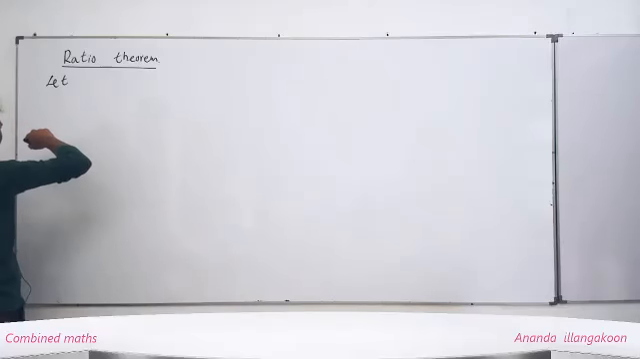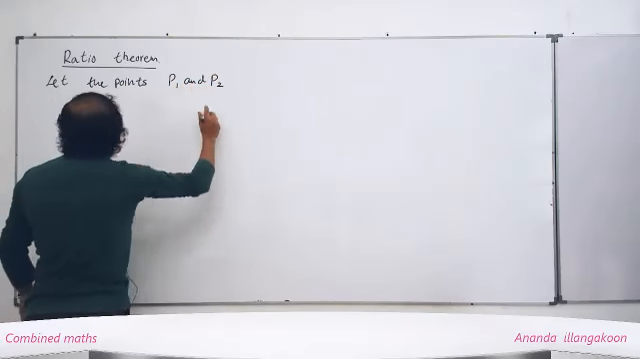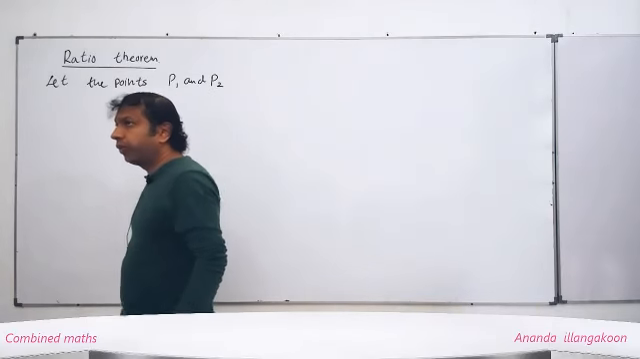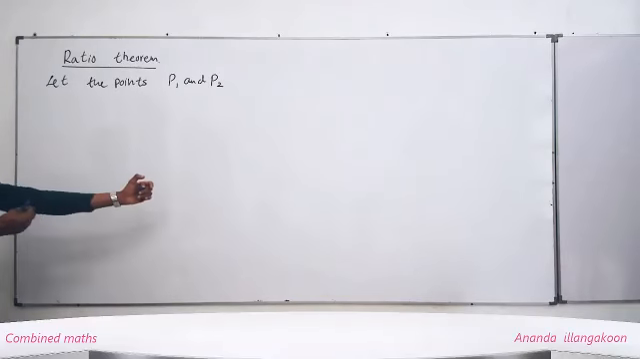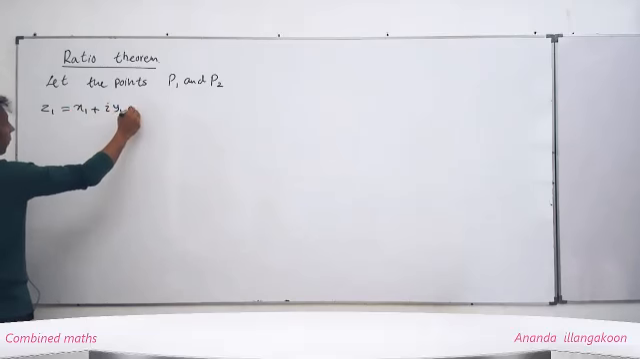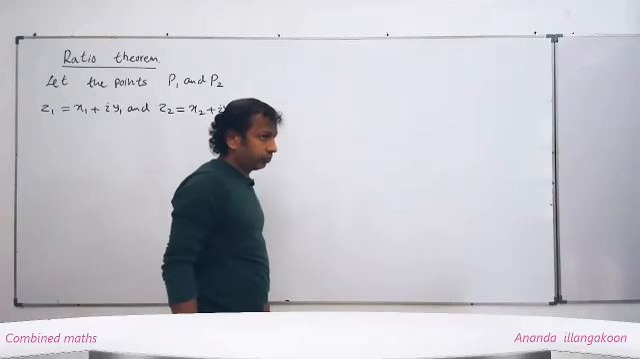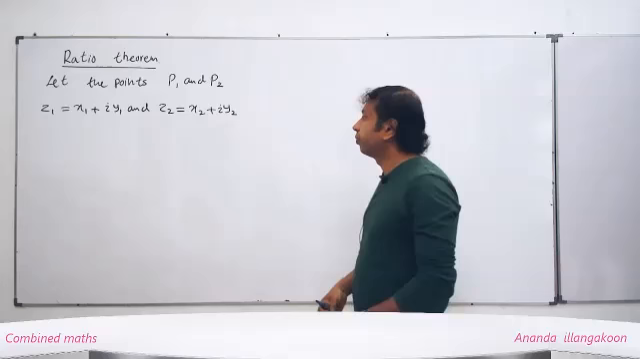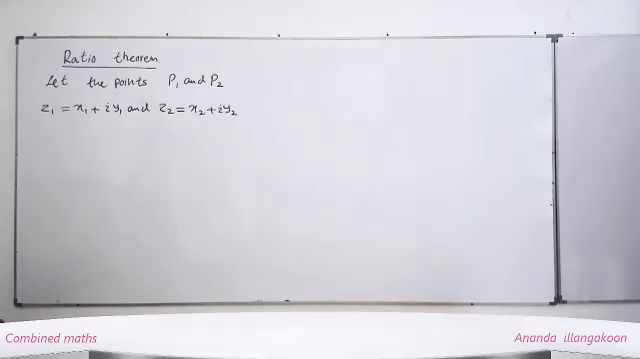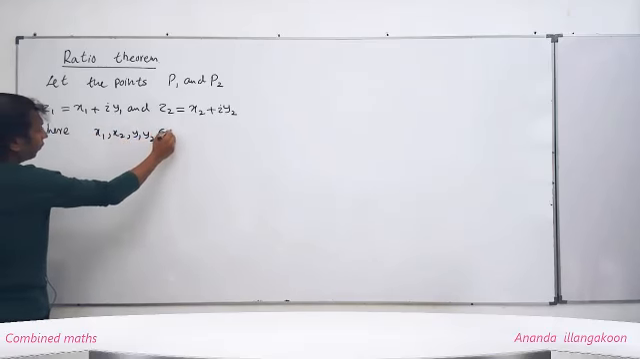Write down, let the points P1 and P2 represent the complex numbers Z1 equals x1 plus i y1 and Z2 equals x2 plus i y2 respectively, where x1, x2, y1, y2 are real numbers.